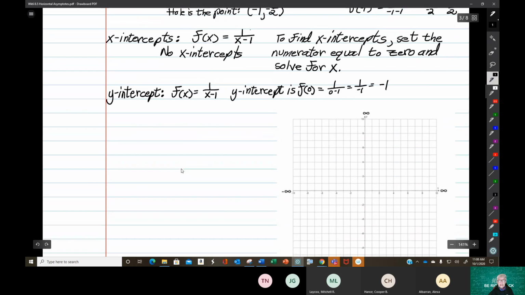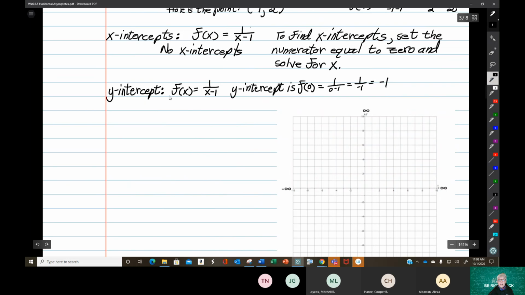Now, coming down to the y-intercept, there is no problem with us using 0. So the y-intercept is f of 0, which means you put a 0 in for the x, and you'll get -1. So our y-intercept is going to be the point x equals 0, y equals -1. That's where part of the graph is going to cross the y-axis right here. There are no x-intercepts.